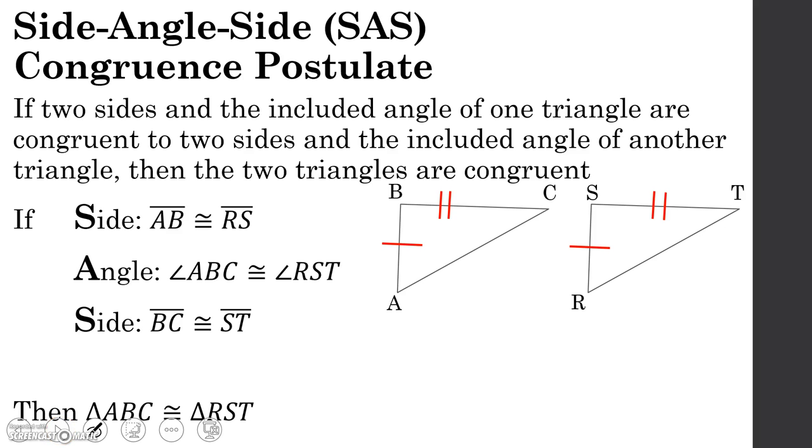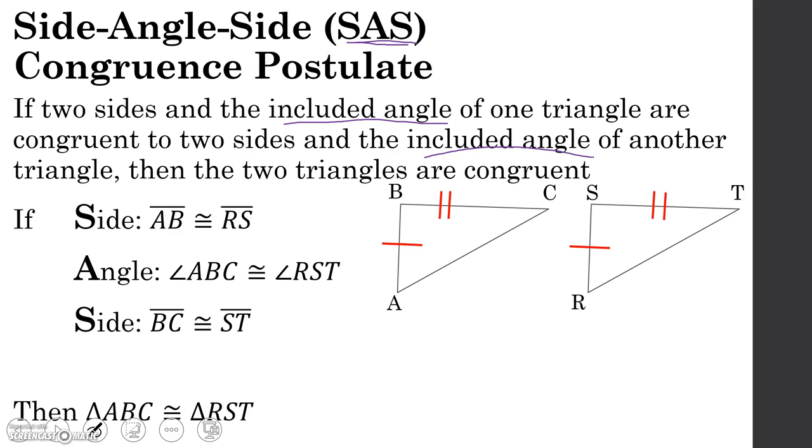So that is to assist us with our next theorem, which is the side angle side congruence postulate. Again, we abbreviate that as SAS. This says if two sides and the included angle of one triangle are congruent to two sides and the included angle of another triangle, then the two triangles are congruent.